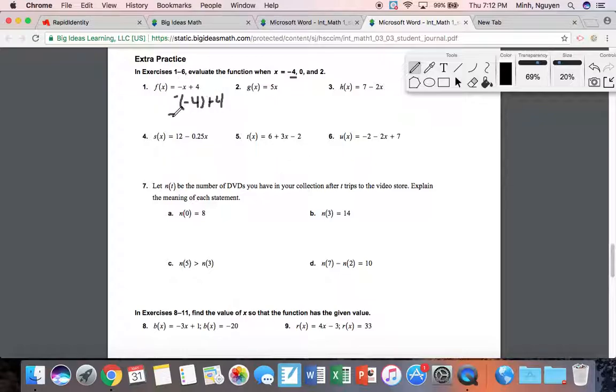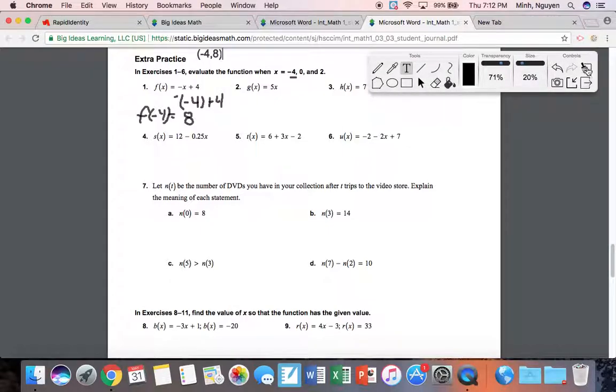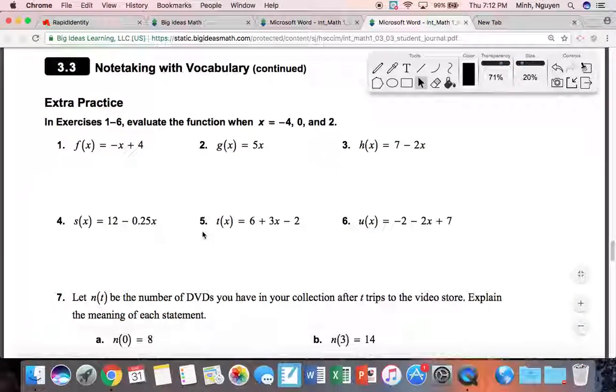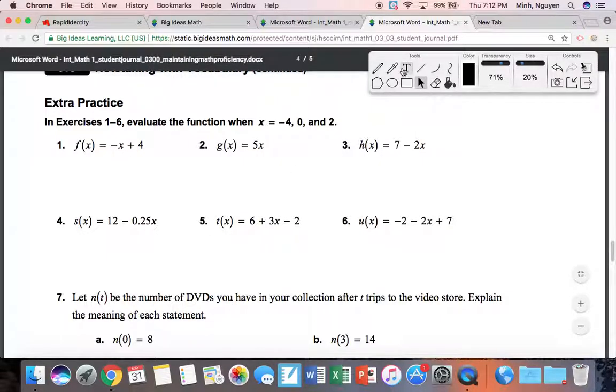4 plus 4 is 8. So when x is -4, you could say f of -4, because that's what we replace x with, is equal to 8. And the ordered pair solution for number 1, I'm just going to type it in up here, is -4, 8. I'm actually going to see if I have to resize this page or not. Let's see. Okay, that's better.